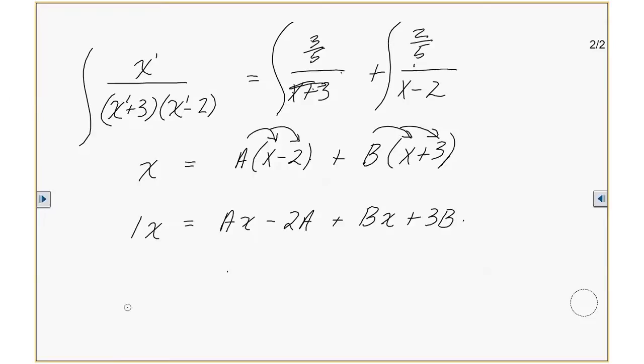All right, so 1x is equal to ax plus bx minus 2a plus 3b. And I'm going to shrink this down a little bit.